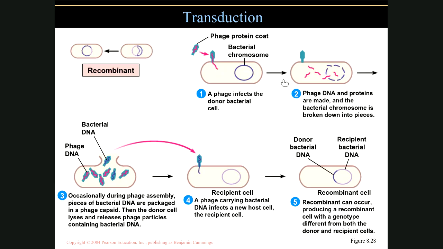The bacterial chromosome breaks apart because the virus only wants its DNA to be replicated and transcribed and translated to make new viruses. So all the parts and pieces come together, they assemble. Normally, the viral DNA gets packaged inside that new virus, but because there are random pieces of bacterial chromosome floating around, sometimes the bacterial DNA gets incorporated into the virus.